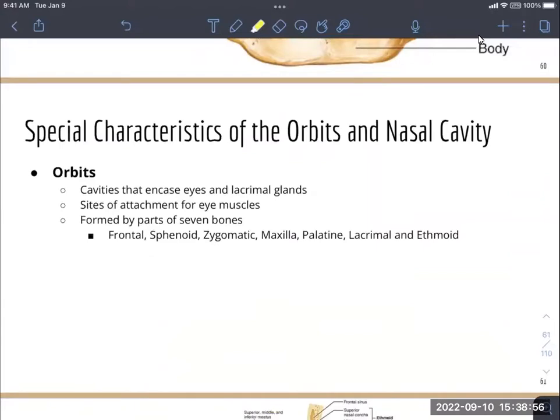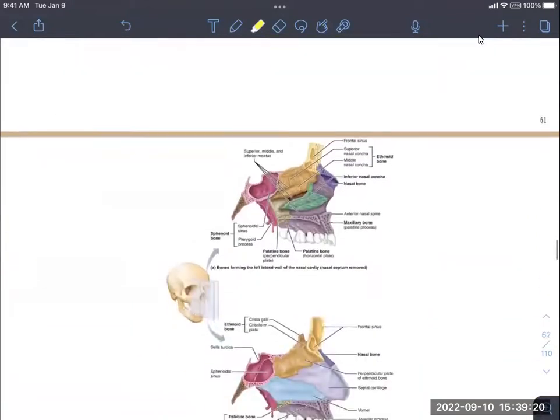So we have the lacrimal glands that make up our eye and that lacrimal fossa. We have muscles. Our eye muscles attach to the orbits. That's important. And as we've gone through these bones, we've seen the frontal bone, the sphenoid, zygomatic, maxilla, palatine, lacrimal, and ethmoid bones all make up the orbit.